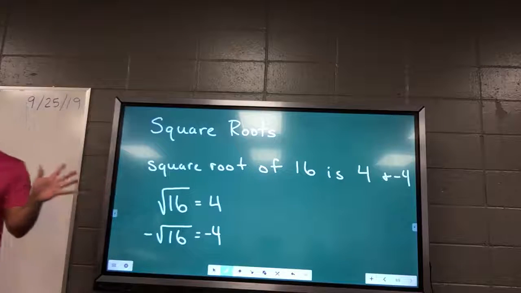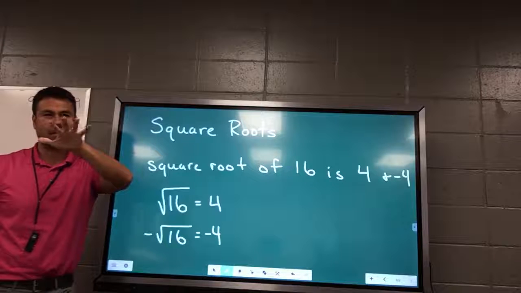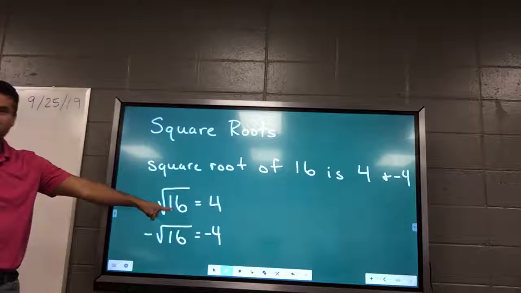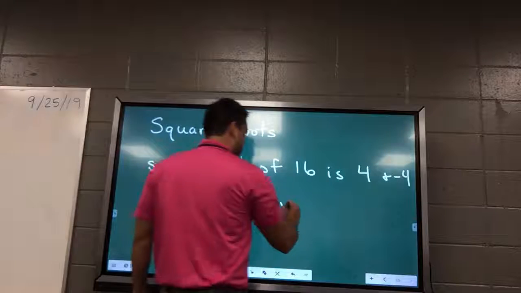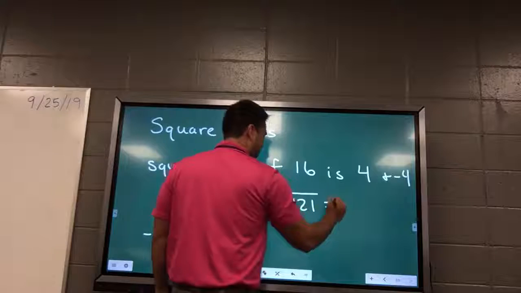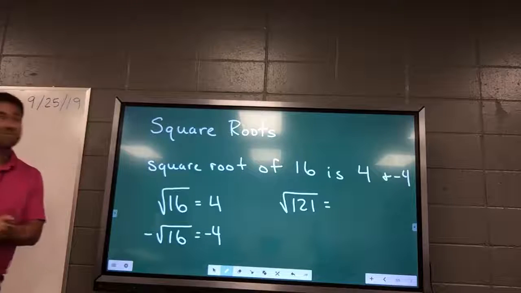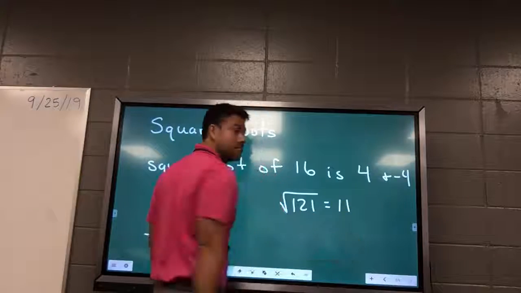Do you guys get that? If I just write it out, I want both. Okay? You guys okay with that? This number looks really familiar. Perfect square. All right. What's the positive square root of 121? Aiden? 11.